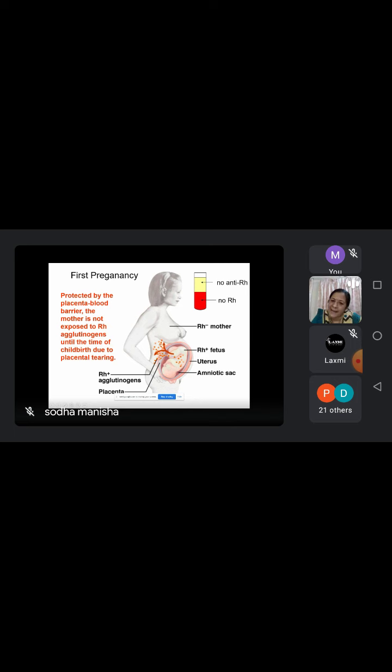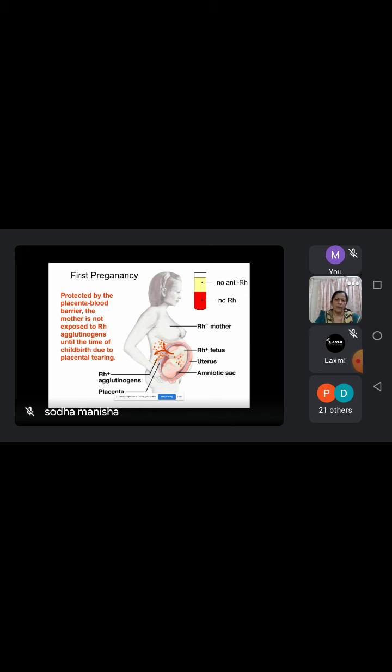Against the entry of Rh factor in the mother's blood, as the mother is Rh negative, anti-Rh factor will be developed in the mother's blood. Now this anti-Rh factor again will cross the placenta, will enter the body of the fetus, and it may lead to hemolysis of red blood cells in the fetus.